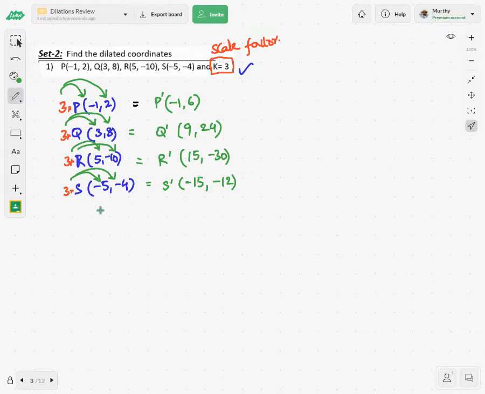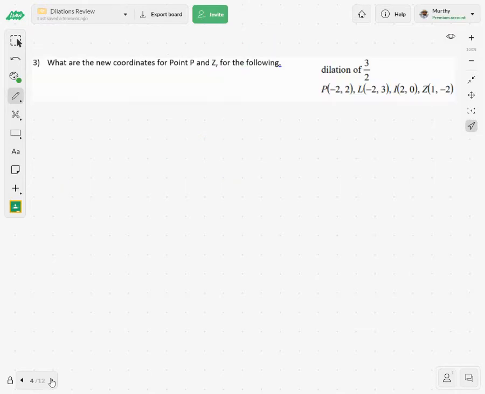Okay. Moving to the next one. What are the new coordinate points for P and Z for the following? As I told you before, though there are 4 points, you are asked to find only 2 points, not all the points. So I need not bother about the other points. Let me take point P. It is negative 2 comma 2, and point Z is 1 comma negative 2.